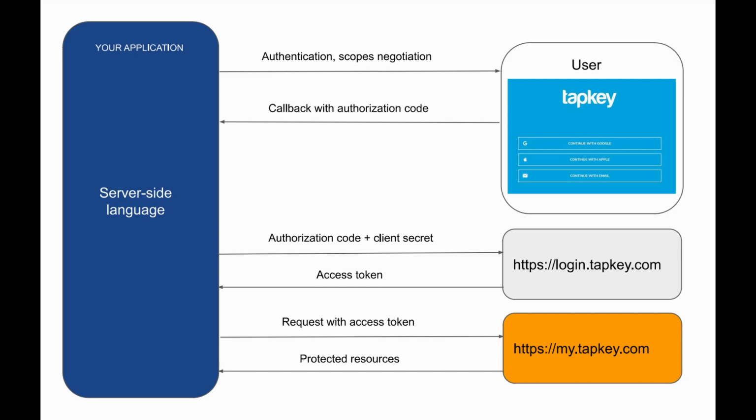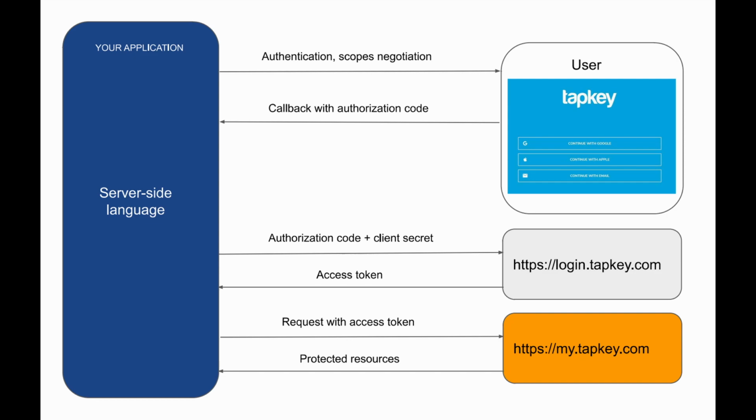Additionally, you can send a random string called state to improve the security of the request, but I will demonstrate it in our coding session. After user has given the consent, Tapkey Identity Server redirects back to your application with the authorization code and state if it has been used and agreed scopes.